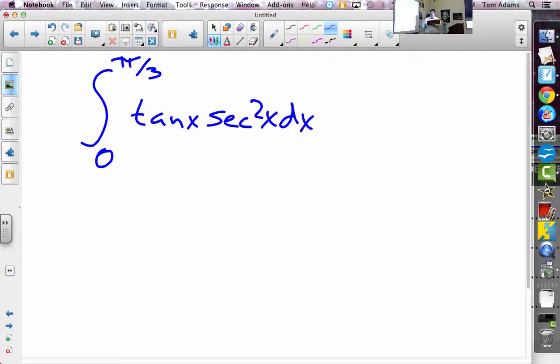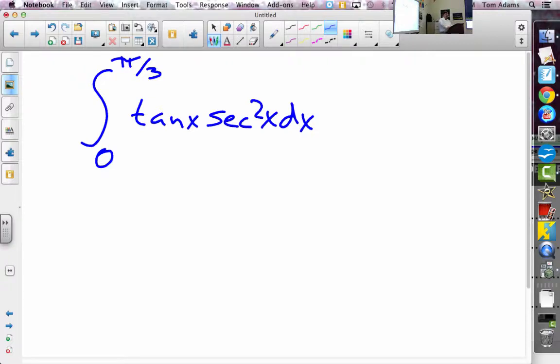Okay. What type of integral is that? Trying to use the fancy words that Mr. Adams uses. What are the different types of integrals? I'll give you a clue. Definite or indefinite? Definite. Okay, good. That's right.